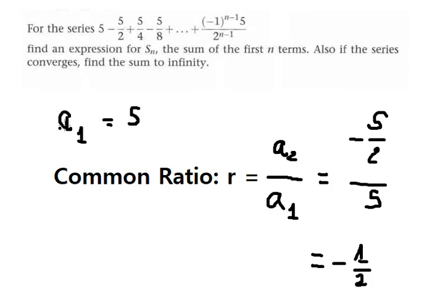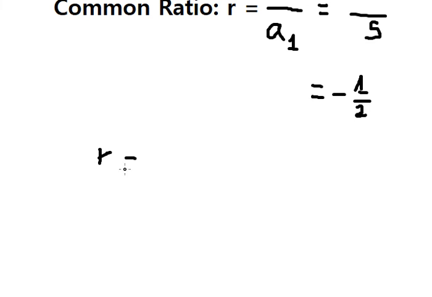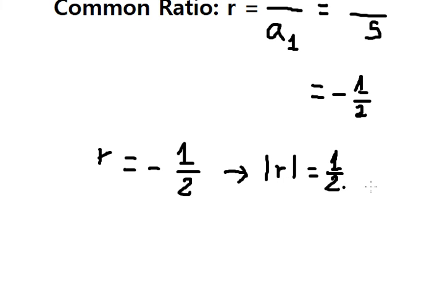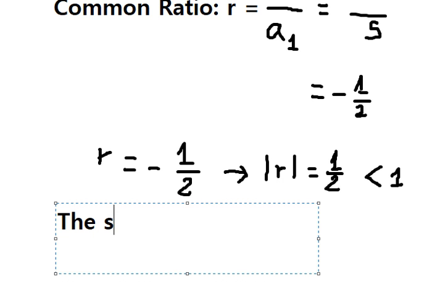We know that R equals negative 1 over 2, and when we put this inside the absolute value, we have 1 over 2. 1 over 2 is smaller than number 1. So we can say the series is convergent.